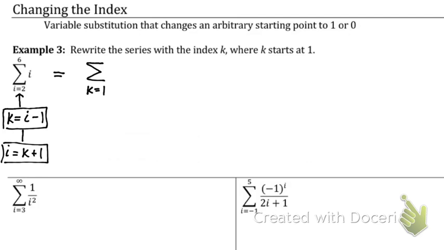Let's check to make sure that works. If I replace this i with k plus 1, I'll have k plus 1 equals 2. Subtract both sides by 1, and I end up with k equals 1. But this is still the same i. So I'm going to replace this i also with k plus 1. So this is going to be k plus 1. Now, since I adjusted this down by 1, I need to adjust the 6 by 1 to make it 5.